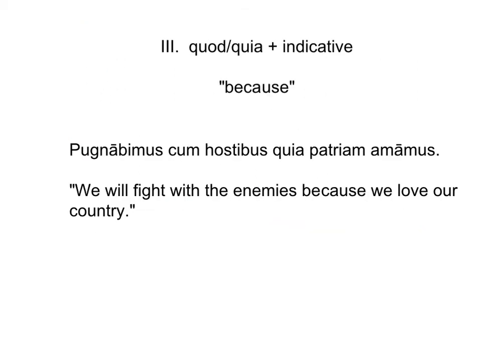The third set of subordinating conjunctions is quod and quia plus the indicative. This just means because. Again, quod and quia are totally interchangeable. Take a look at the example, pugnabimus cum hostibus quia patriam amamus. We will fight with the enemies because we love our country. This is followed by the indicative, so this is considered to be factual.